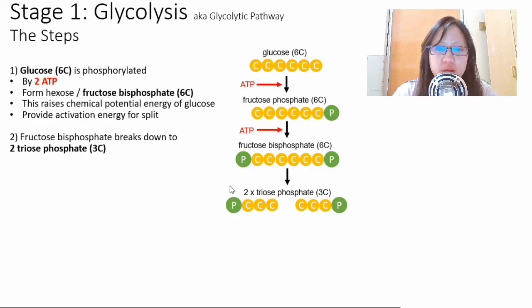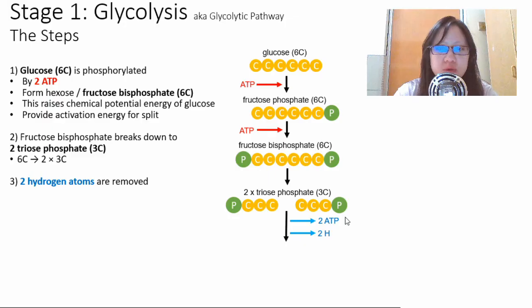The 2 triose phosphate are the same, yeah. They both have 3 carbons and 1 phosphate group. These 2 molecules are the same, it's just split into half. Now what happens next is that 2 hydrogen atoms are removed. In the process, 2 ATP is also formed.